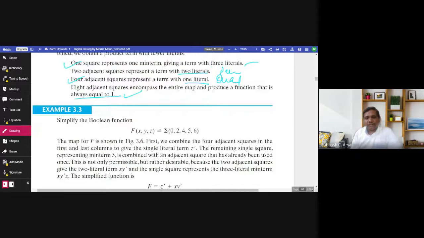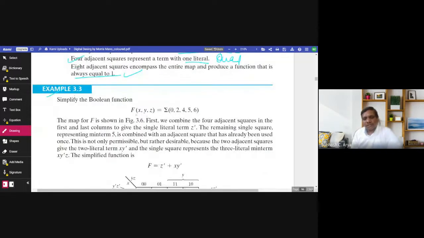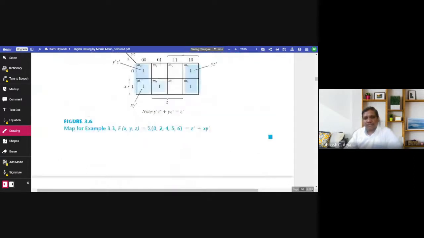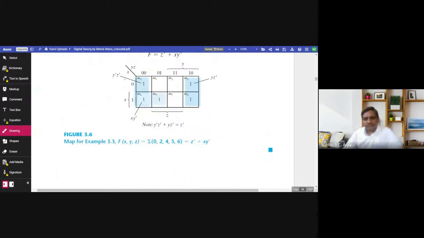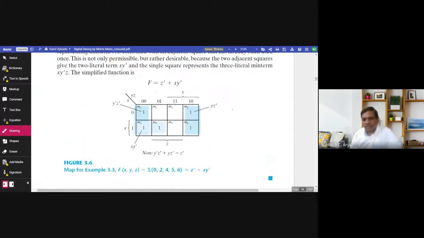Now we can attempt this question also. Example 3.3. F is a function of x, y, z equal to summation 0, 4, 5, 6. So this function is given here. Let us see. I will draw a Karnaugh map with x bar, x, y bar z bar, y bar z, y z, y z bar. And the function values are 0, 1, 2, then 3, no, 4, 5, and 6. So we are trying to solve it.